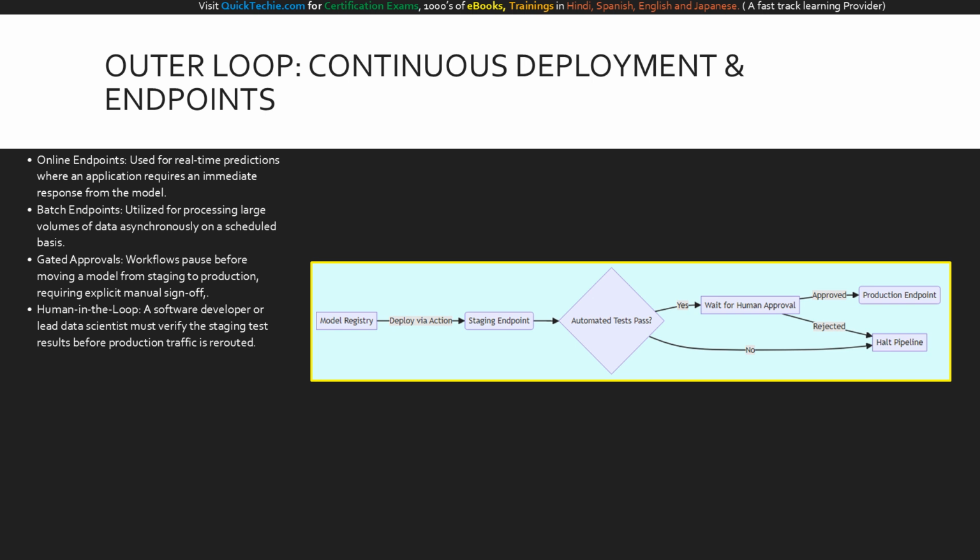Observe the deployment journey here. The model leaves the registry and lands on the staging endpoint. Automated tests fire off immediately. If they fail, the pipeline halts. If they pass, we hit the crucial yellow diamond, the wait for human approval. Only upon explicit human sign-off is the model allowed to cross the boundary into the production endpoint, ensuring ultimate safety and reliability for end users.